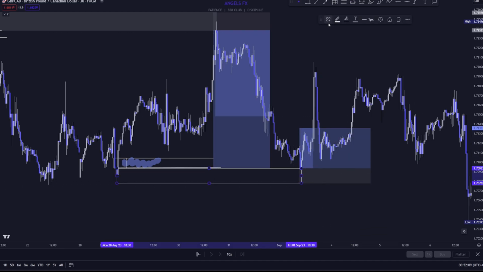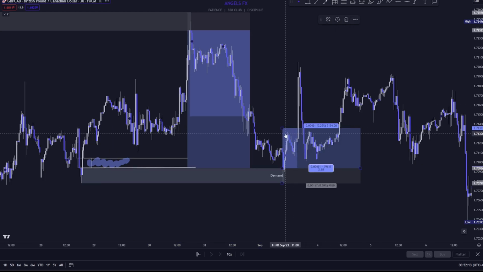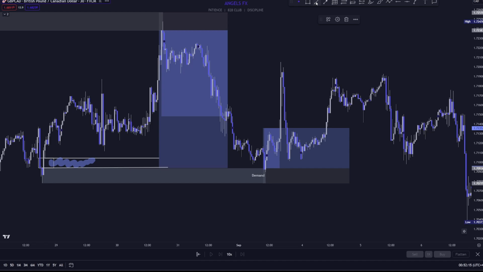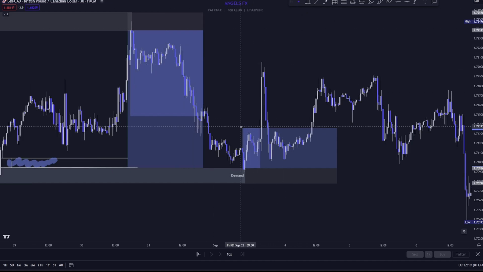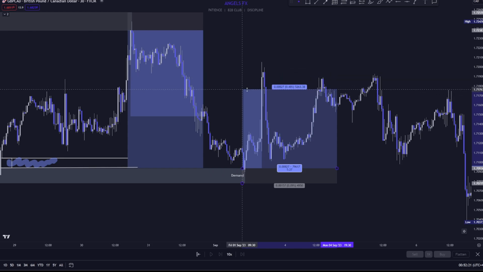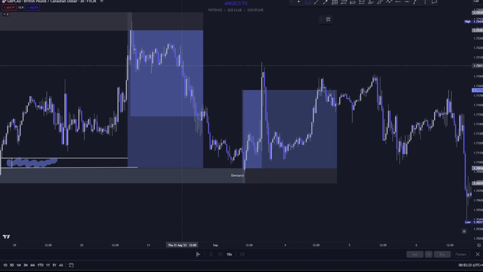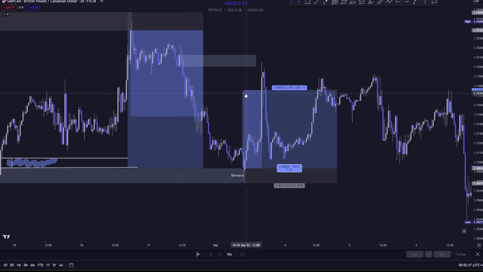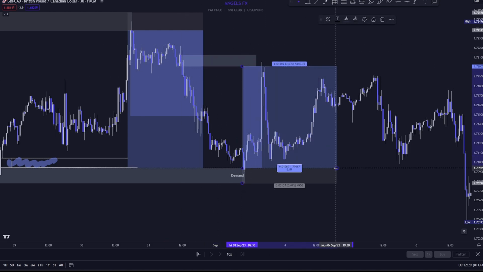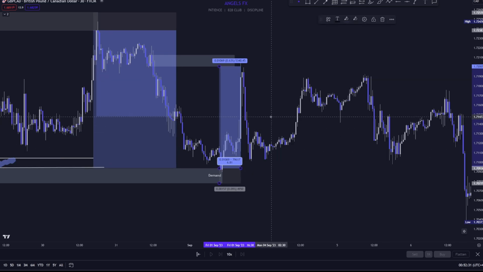Let's mark this as our demand zone. Demand. And where would be our take profit? Correct. Here, because we don't have any gap here, but we have our supply. The price gave us a nice reaction to the supply.